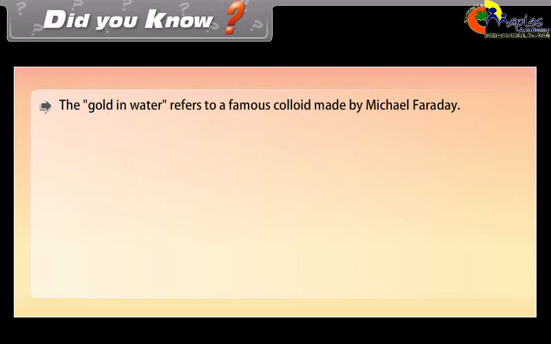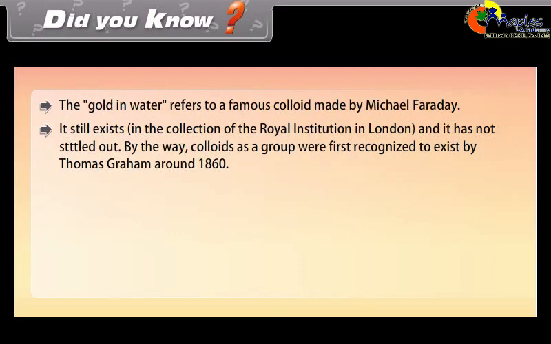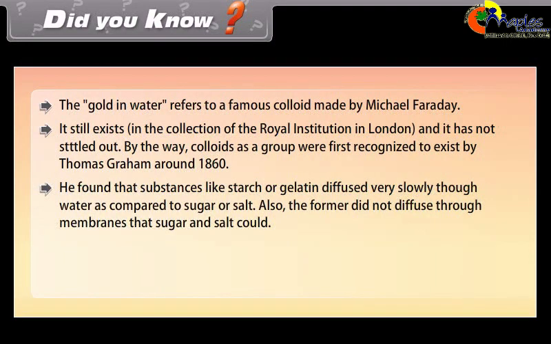Did you know? The gold in water refers to a famous colloid made by Michael Faraday. It still exists in the collection of the Royal Institution in London, and it has not settled out. By the way, colloids as a group were first recognized to exist by Thomas Graham around 1860. He found that substances like starch or gelatin diffused very slowly in water as compared to sugar or salt.